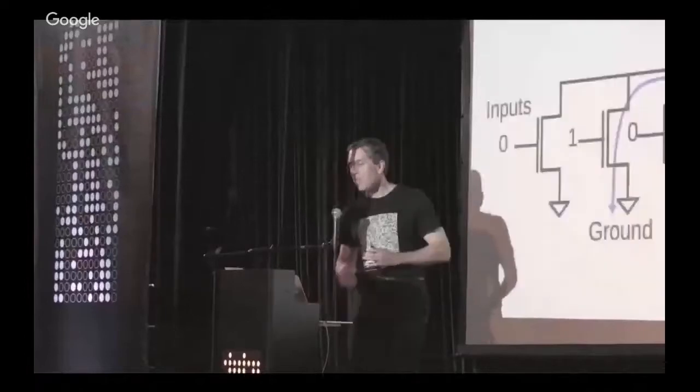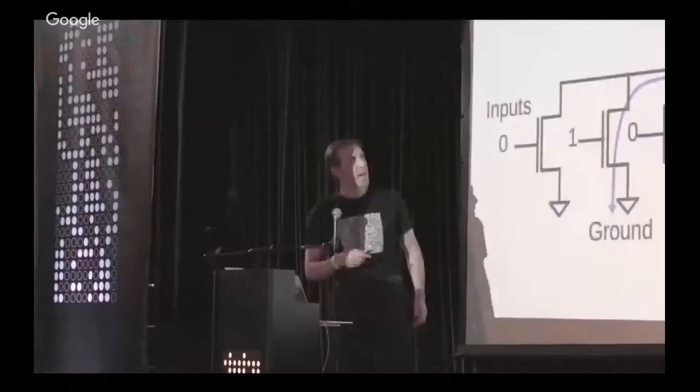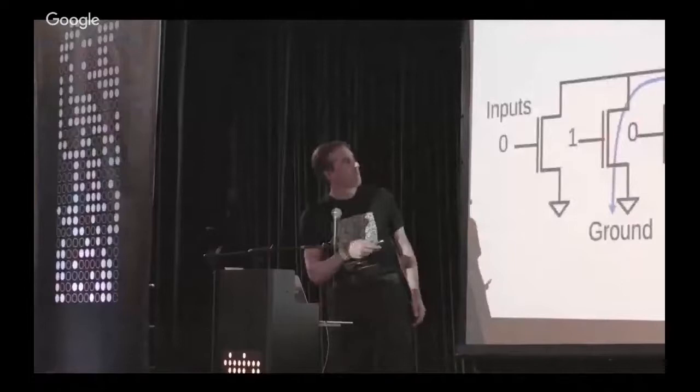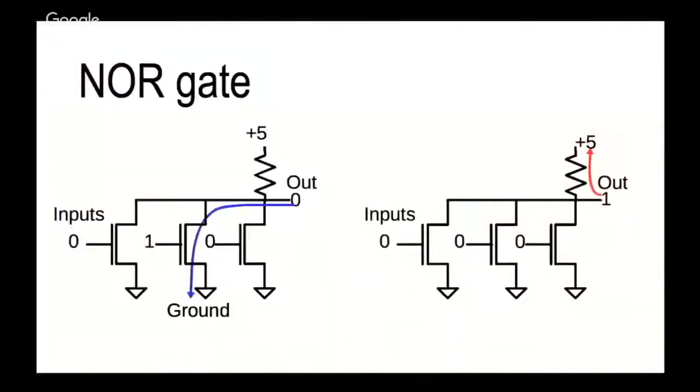So it's not all NAND gates though. It's just as easy to build a NOR gate by putting the transistors in parallel. Now, if any transistor turns on, your output is grounded. If all inputs are 0, then it gets pulled high. So that seems straightforward enough.